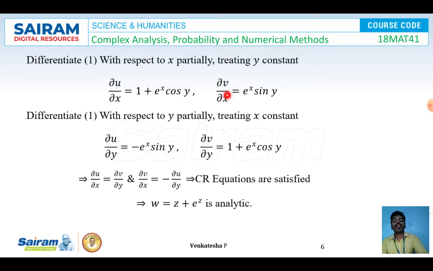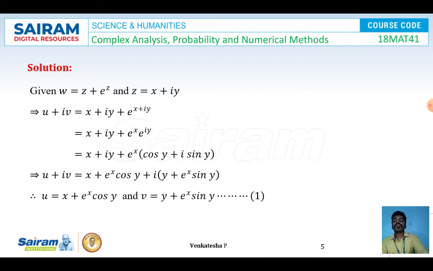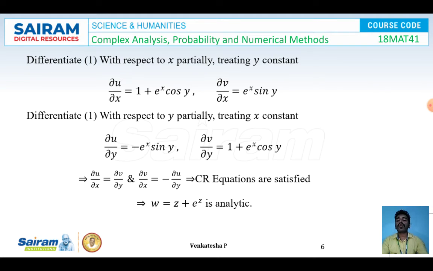Similarly, differentiating 1 with respect to y partially, treating x constant. I'll get dou u by dou y is equal to 0 plus e power x is a constant, cos y will become minus sin y, and dou v by dou y will become 1 plus e power x is e power x itself, sin y is cos y. So I got dou u by dou y is minus e power x sin y, dou v by dou y is 1 plus e power x cos y.